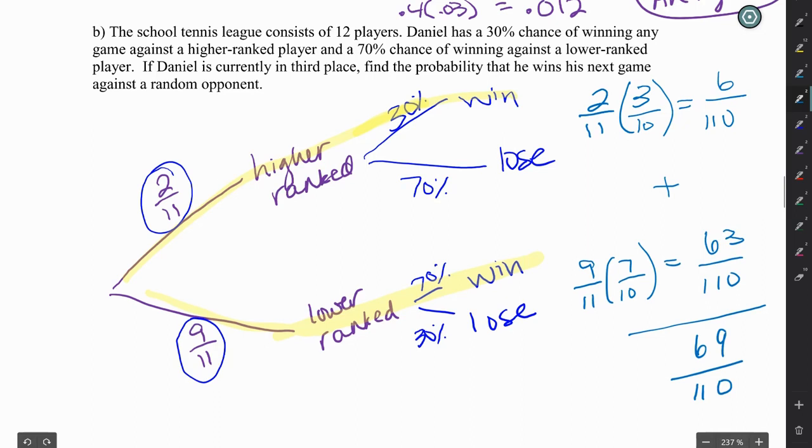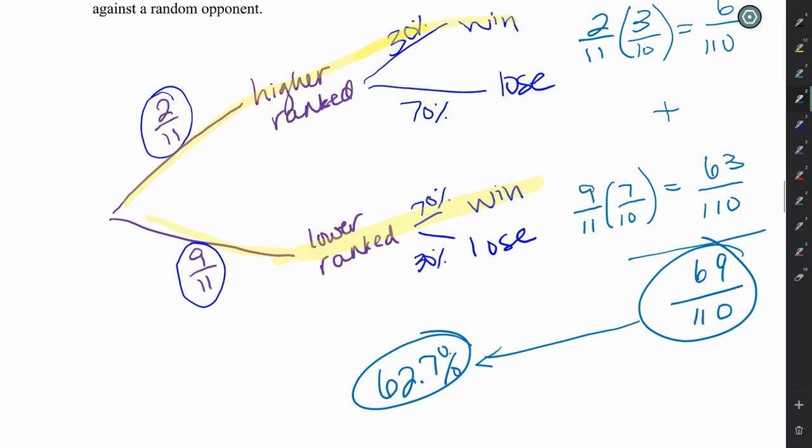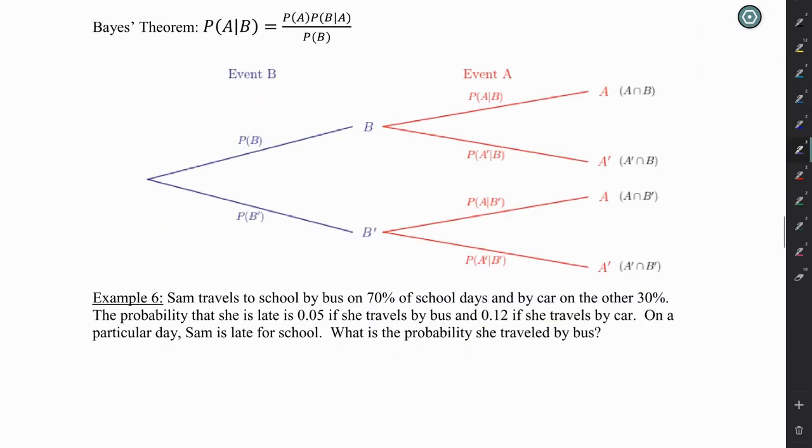Now, I would leave it like this. I would leave the fraction. We discussed this in the last video. Fractions are great. It did talk about percents though, so if we change this into a percent, it would end up being 62.7%. Now, if you don't have a calculator, don't even bother with that. Just leave it 69 out of 110. That's fine.